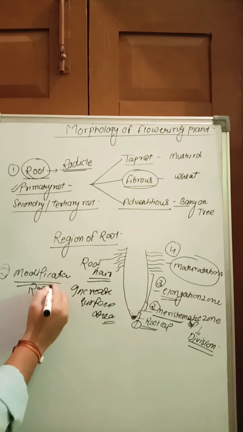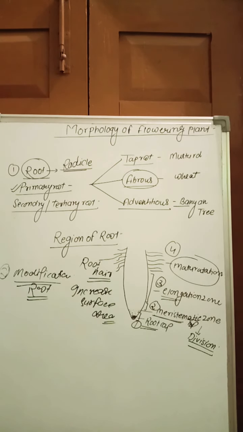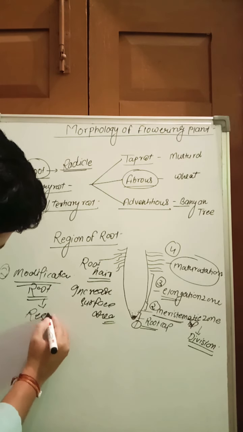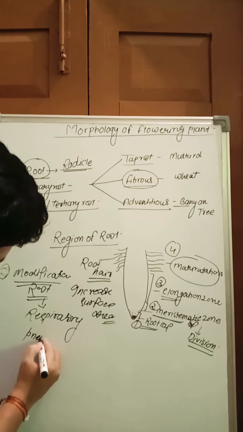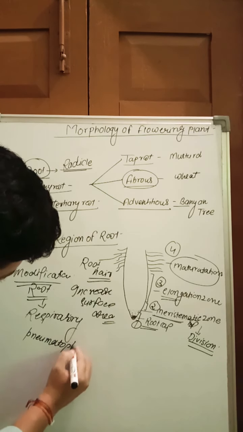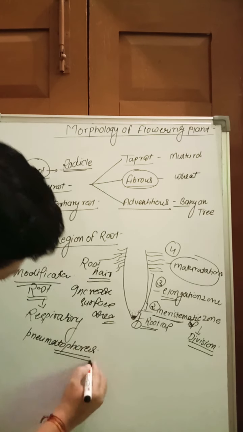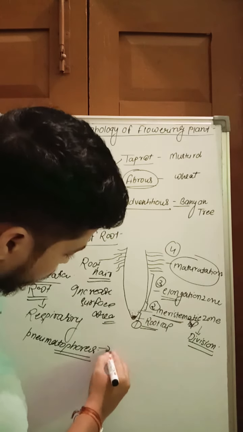Modification of root. The primary function of the root is absorption of water and minerals from the soil, but apart from that there are other functions like storage, support, and respiration also. So many roots are modified for these functions, like respiratory roots. Which type of root? Respiratory roots are also called pneumatophores. Very important. Pneumatophores are present in Rhizophora.